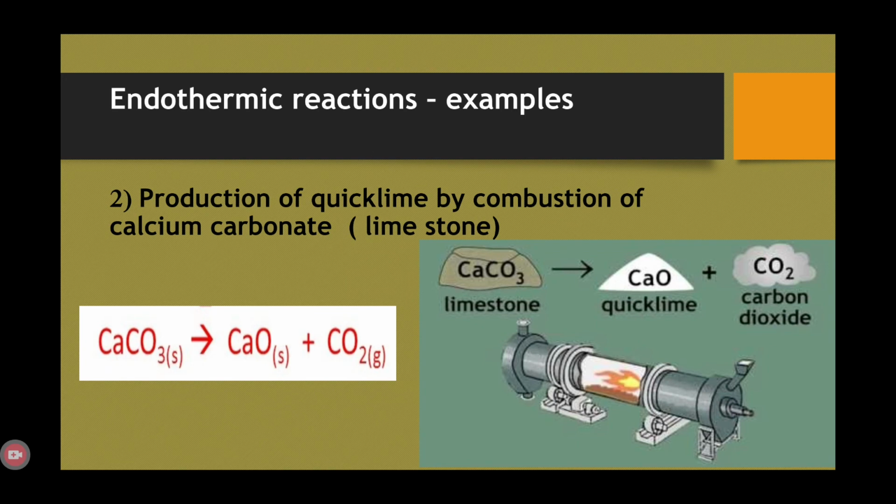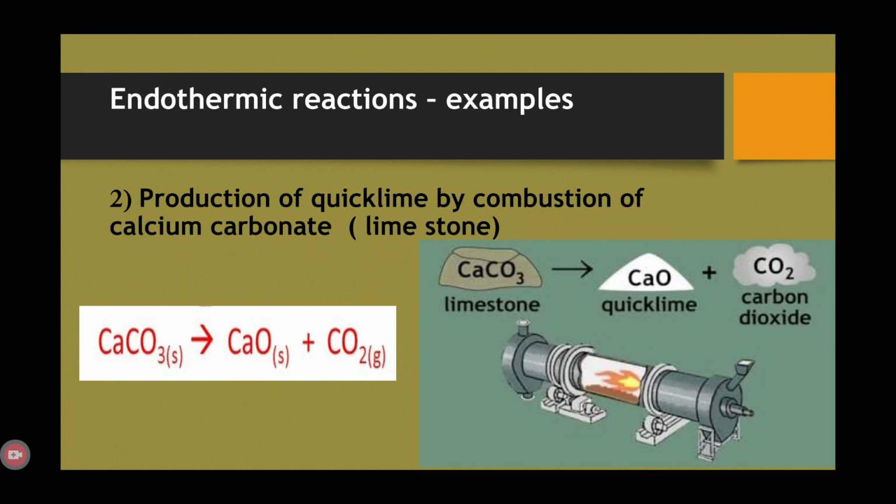Endothermic reactions, another example, production of quick lime by combustion of calcium carbonate, limestone. We can produce quick lime after combustion of limestone. So this is a full explanation of grade 11 unit 8. So please refer to that and write down the lesson. Okay, good luck.